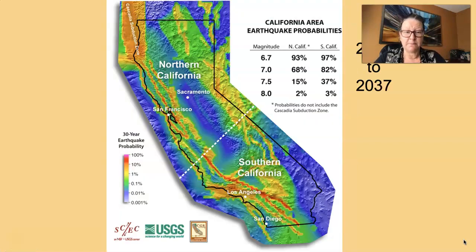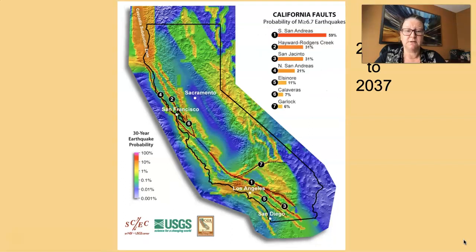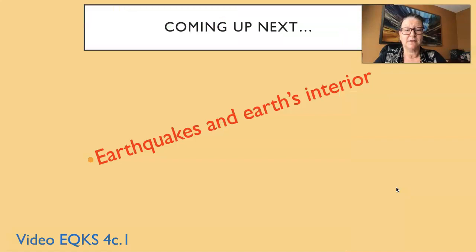Today we have this updated map that you've seen before that gives probabilities along the whole state of various magnitudes, and this one indicates various faults that have a likelihood of moving. And the South San Andreas is the one with the highest probability of having a magnitude 6.7. The bottom line is we really can't make short-term predictions. We have to use long-term predictions with probabilities, and that's really the best we can do. Coming up next, earthquakes and how they tell us about Earth's interior.